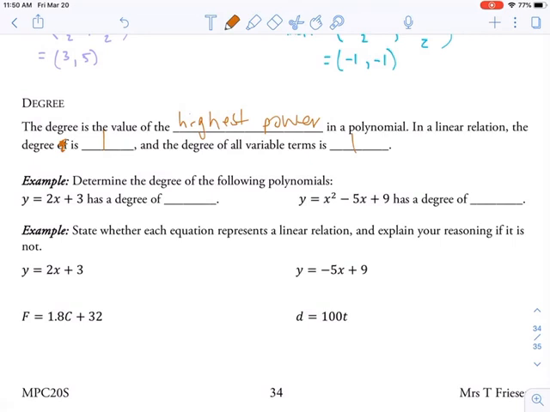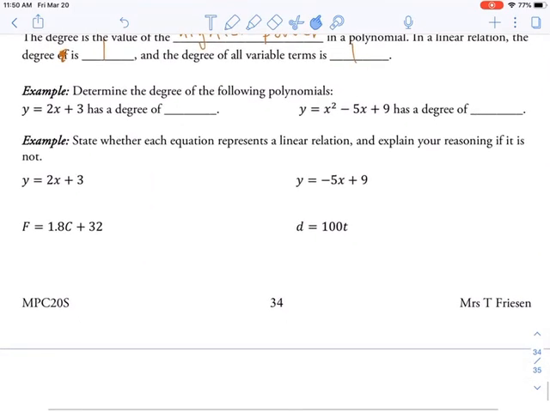And the reason for that is because, again, remember that the degree is the highest power in a polynomial, then we couldn't have a polynomial term with a variable with an exponent higher than 1. So the highest power has to be 1. Therefore, all variables in a linear relation will have a degree of 1, or an exponent of 1.